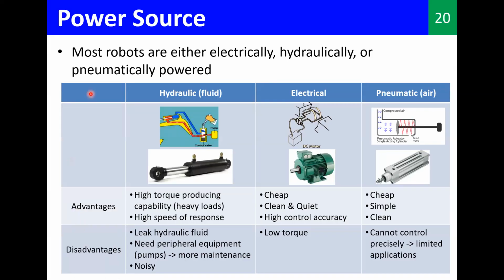So there are three main power sources that we commonly use: the hydraulic, electrical, as well as pneumatic. And this table actually gives you some advantages and disadvantages, right? So this hydraulic one is very good for high torque producing. If we are dealing with heavy loads, right? Maybe we have to load, unload, those kind of things, then this is the best option.